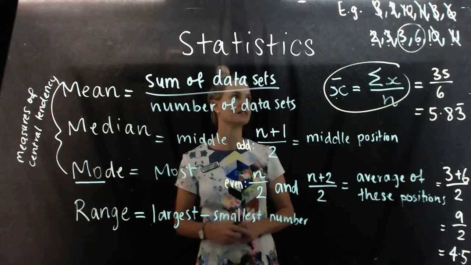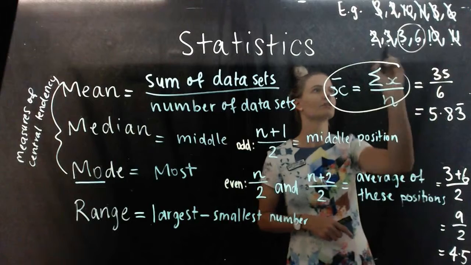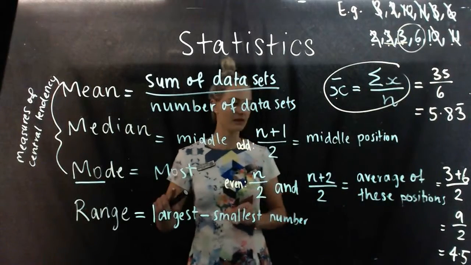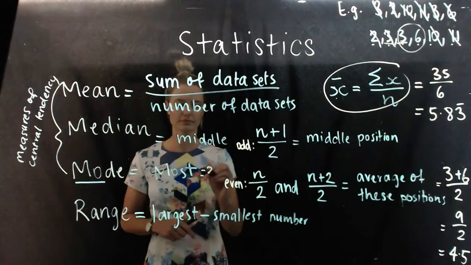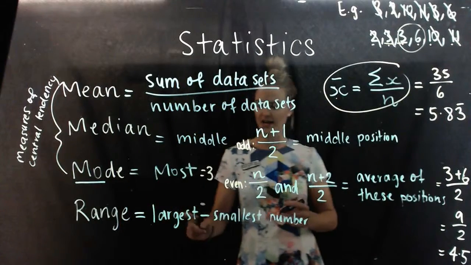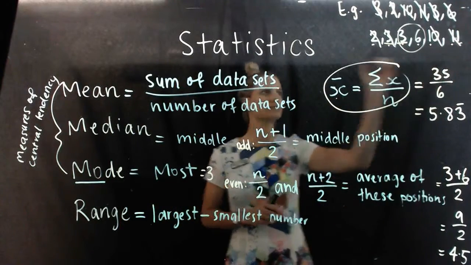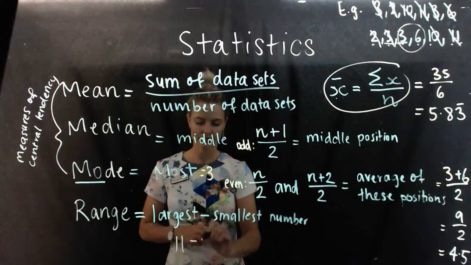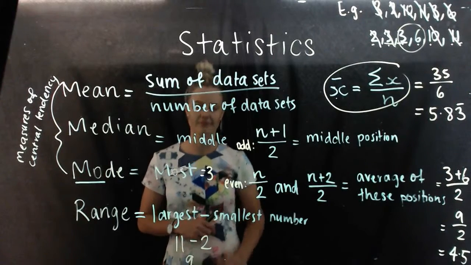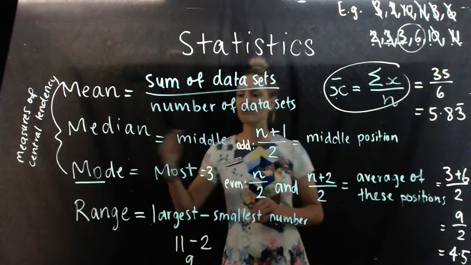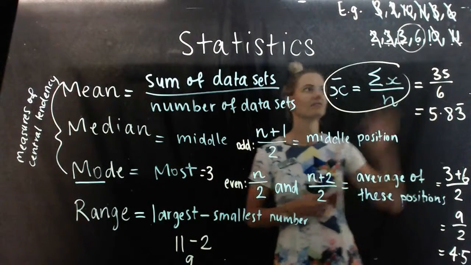The mode of this set of data, which number shows up the most? Straight away I identify 3 as showing up the most. Finally, the range of this data, largest take smallest, 11 take 2, the range equals 9. I've calculated 4 important details about this set of data.